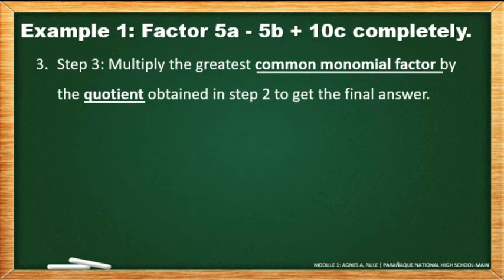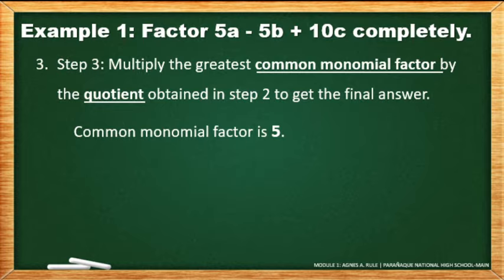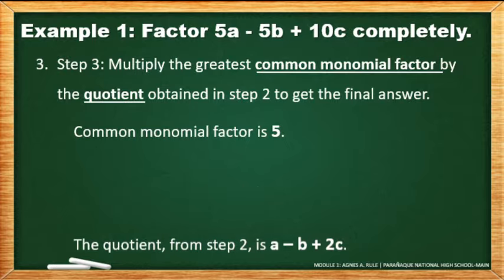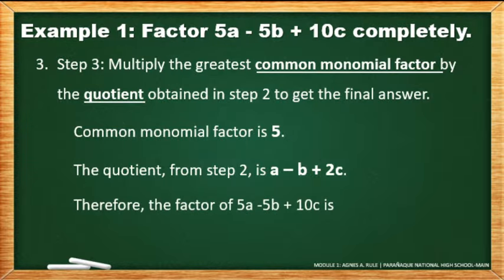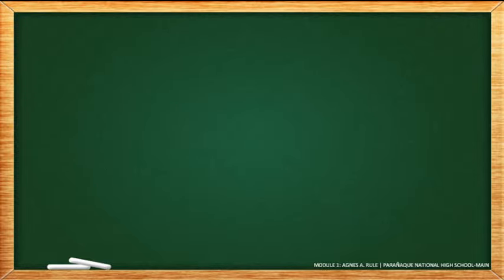So, step 3, multiply the greatest common monomial factor by the quotient. So, ito ang mangyayari. Our common monomial factor is 5. Our quotient from step 2 is a minus b plus 2c. So, therefore, the factored form of 5a minus 5b plus 10c is 5 times (a minus b plus 2c). So, that's example number 1.